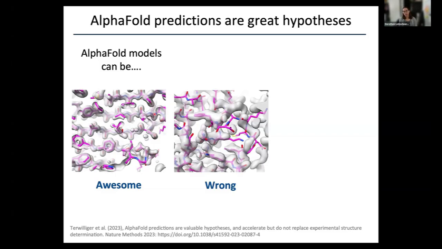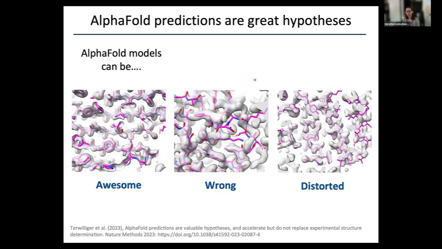But sometimes they can be just wrong. So here's another example. Again, in pink, we have the AlphaFold prediction. We have the map for this macromolecule. And here doesn't look quite right. Maybe here some correspondence, but that doesn't look like it fits the map. And sometimes it's in between. There can be some distortions.